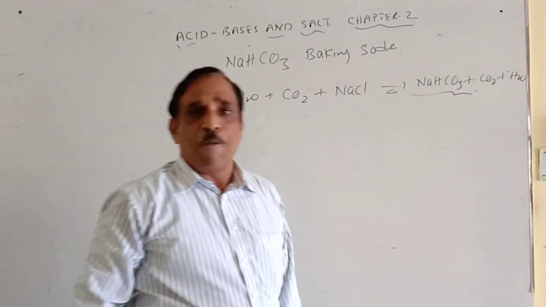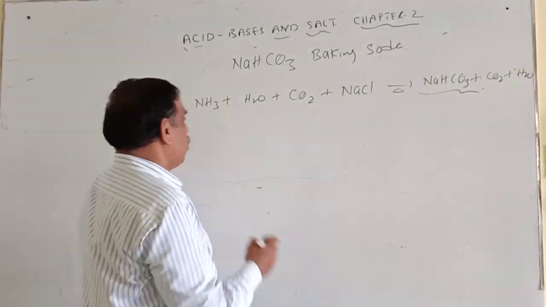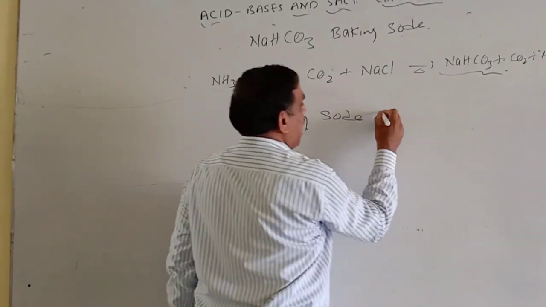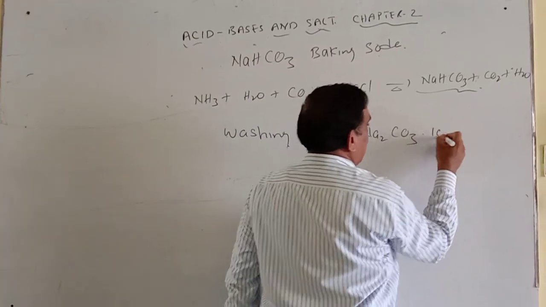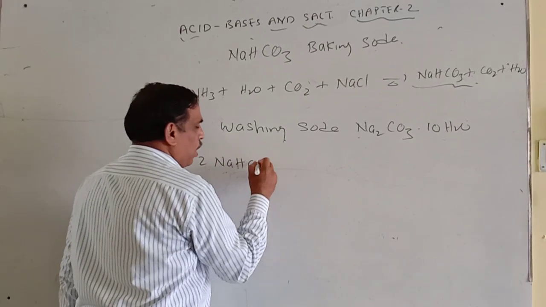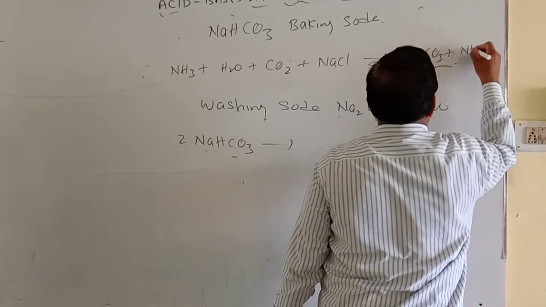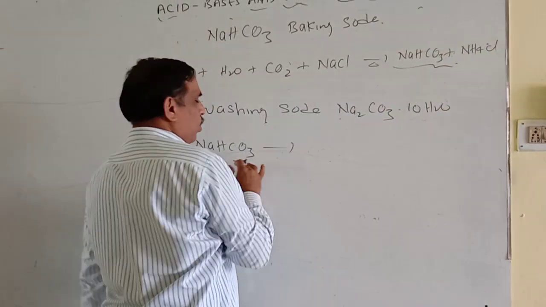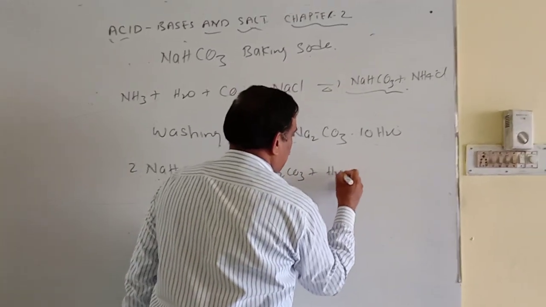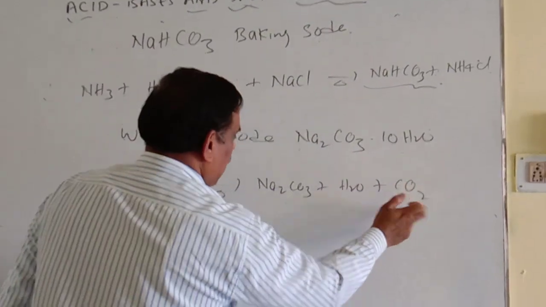From the same baking soda, we can also prepare washing soda. Washing soda is Na2CO3.10H2O. When baking soda is heated, we get Na2CO3 plus water plus carbon dioxide. We get sodium carbonate, water and carbon dioxide.